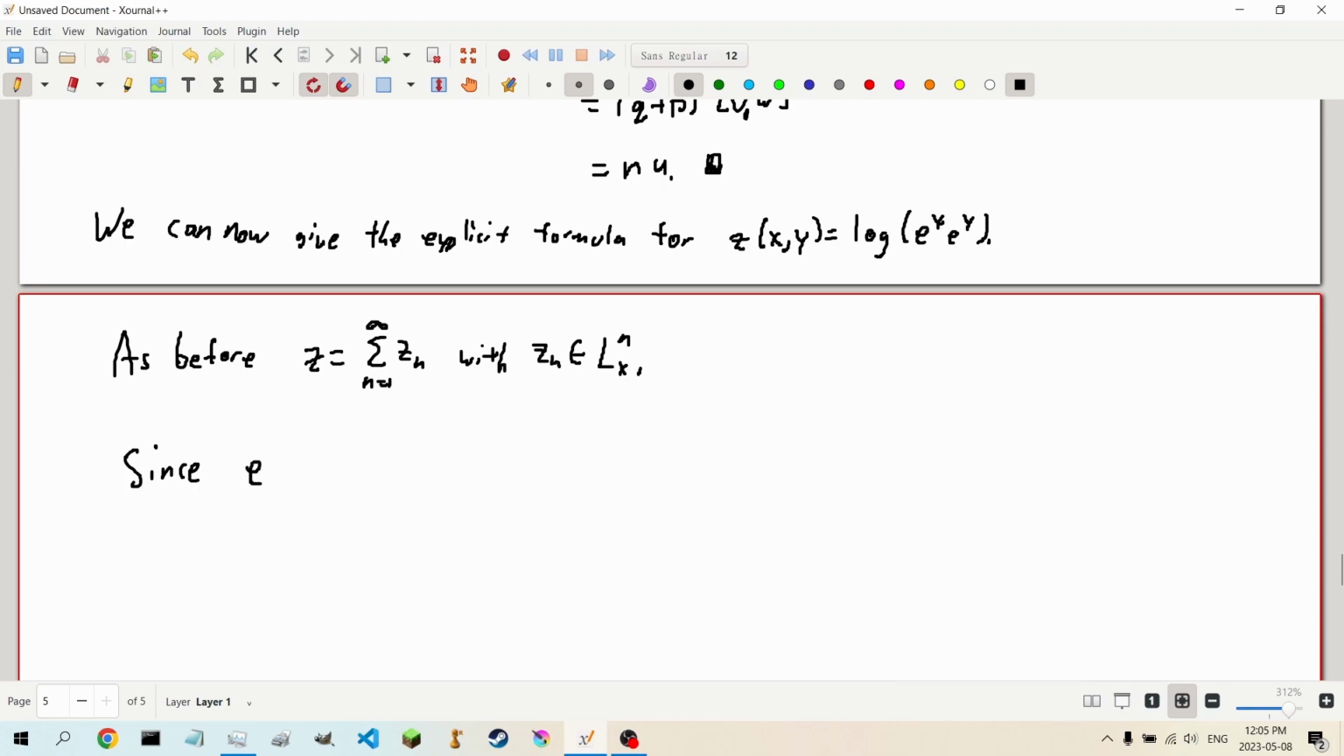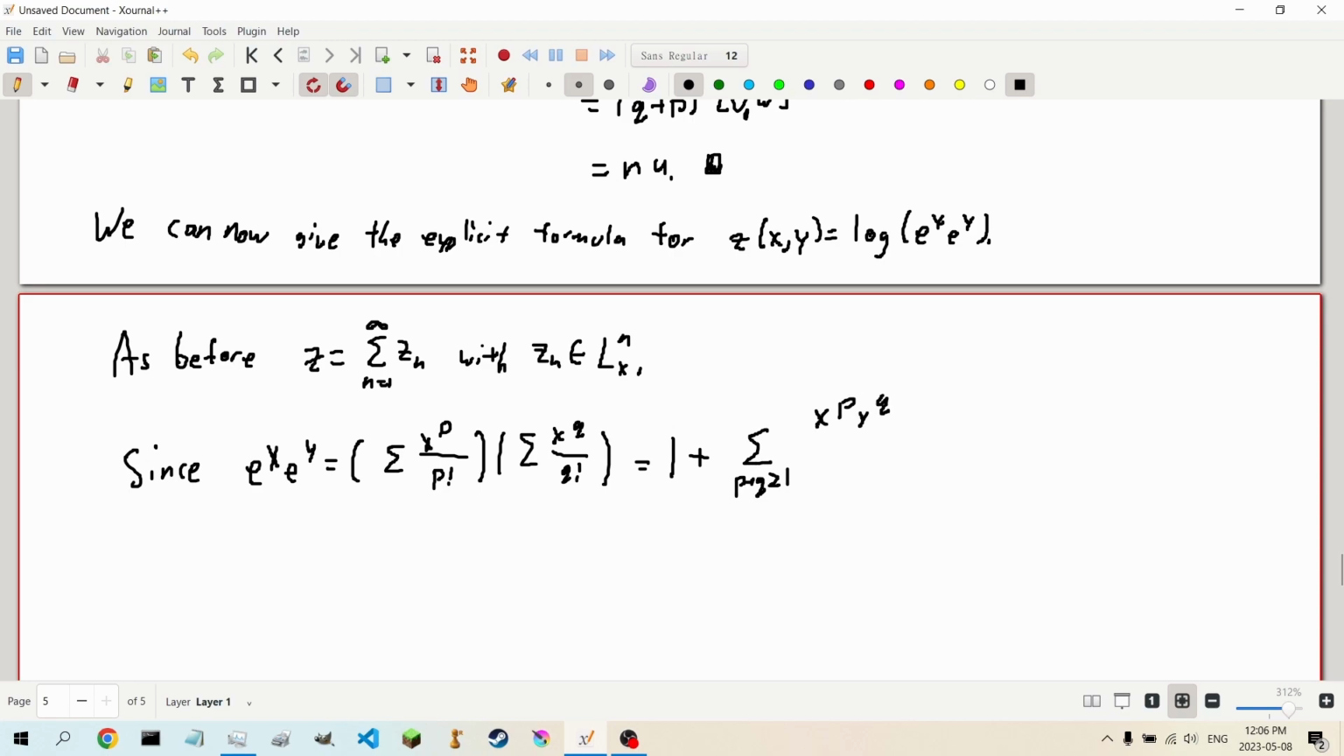Since e to the x times e to the y is the sum from 0 to infinity of x to the p over p factorial times the sum of x to the q over q factorial, this is equal to 1 plus the sum for p plus q being at least 1 of x to the p y to the q over p factorial q factorial.